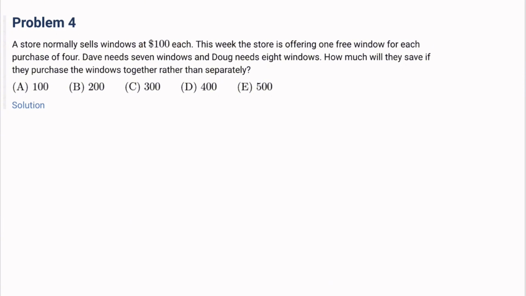Number 4, a store normally sells windows at $100 each. This week, the store is offering 1 free window for each purchase of 4. Dave needs 7 windows and Doug needs 8 windows. How much will they save if they purchase the windows together rather than separately?